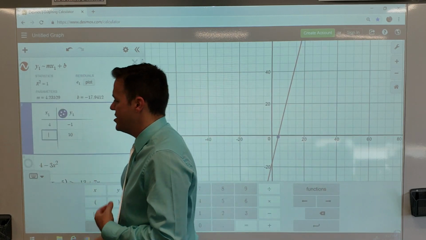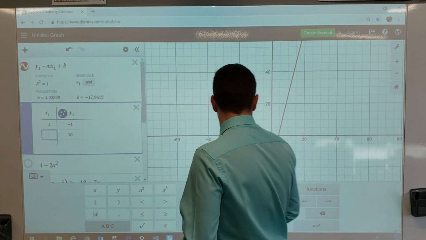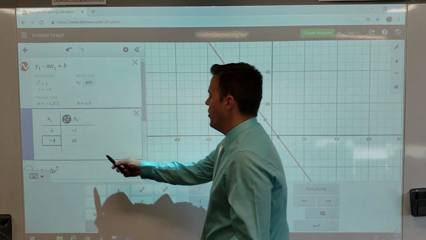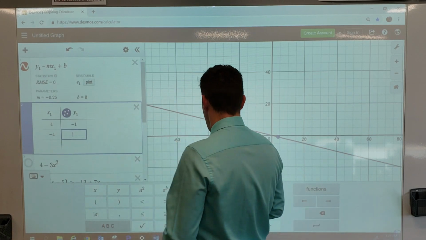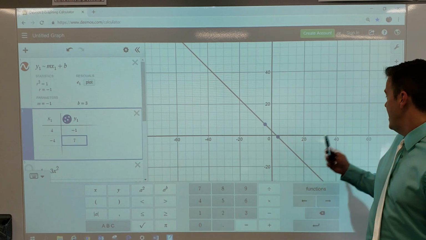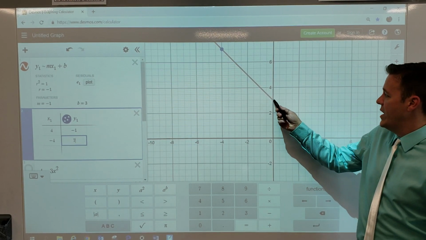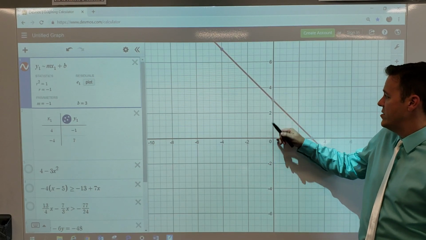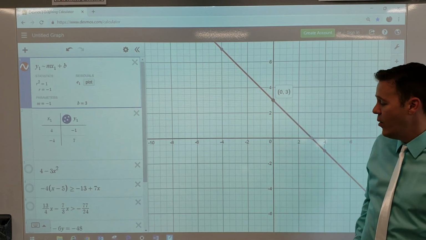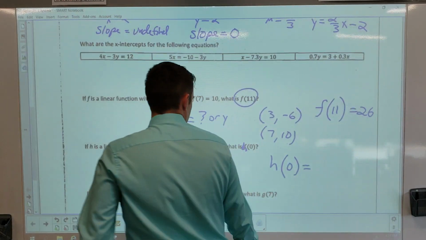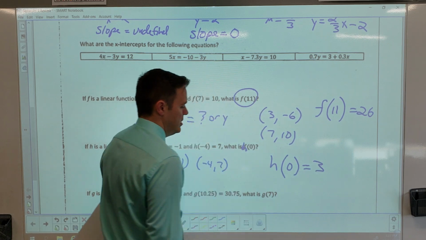And then this one, ladies and gentlemen, is going to be negative 4 and 7. So if I put a negative 4 in here and a 7 in here, all right, I have my graph. Okay, go home. When x is 0, because the x value here is the first, when x is 0, my y value is 3. So my answer here is 3.